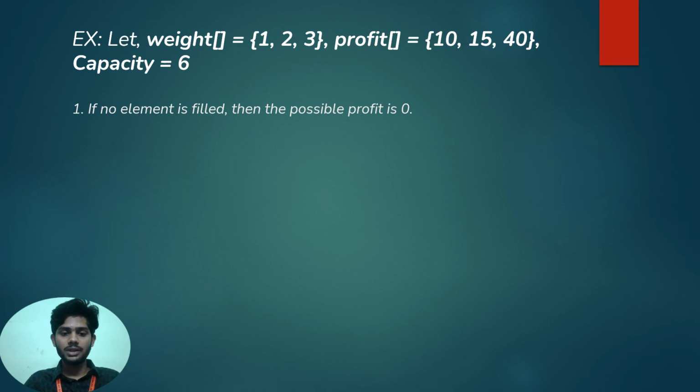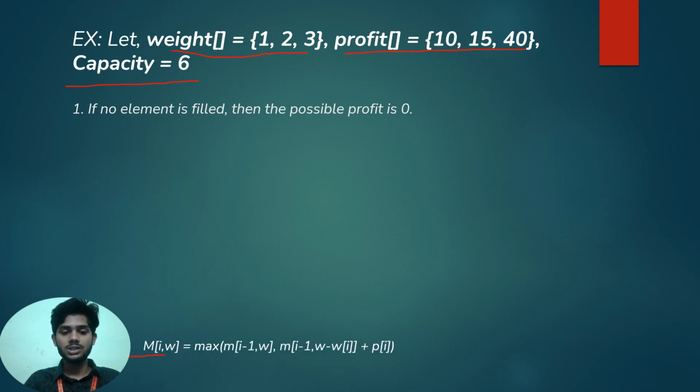In the problem it is given that the weights are 1, 2, 3 and the profits are 10, 15, 40 respectively. So for weight 1 the profit is 10, for weight 2 the profit is 15, for weight 3 the profit is 40, and the capacity of the bag is 6. Okay, so first we will discuss the formula.